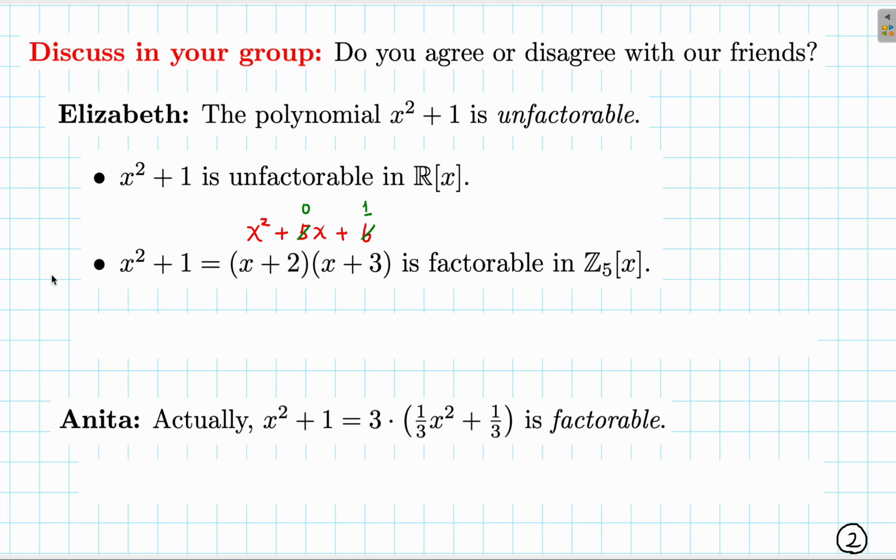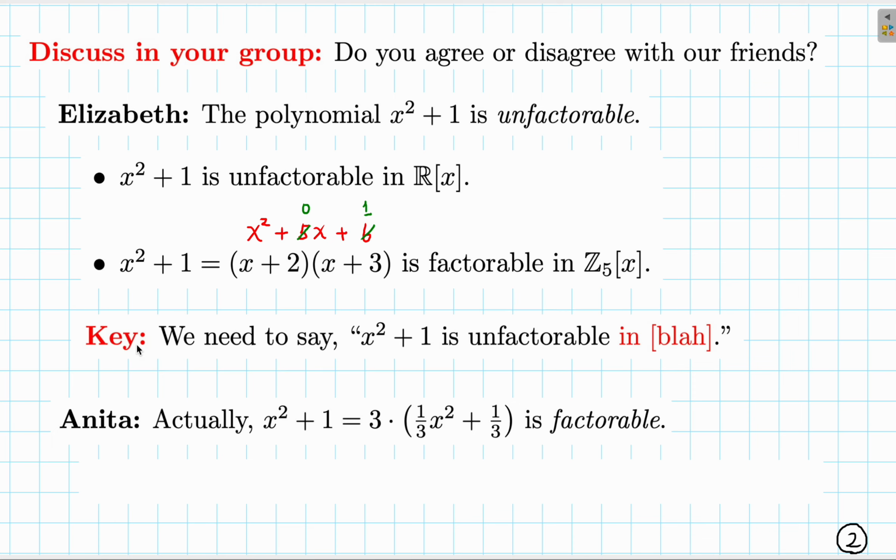So the takeaway from these two examples is that we can't just say x squared plus 1 is unfactorable. What we need to say is x squared plus 1 is unfactorable in a particular polynomial ring, say R[x].